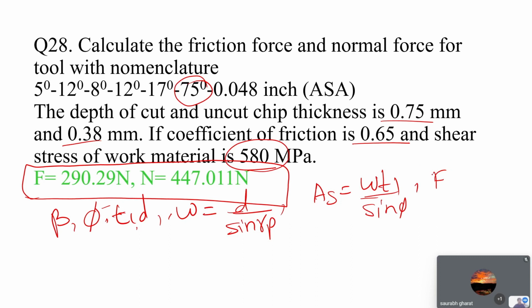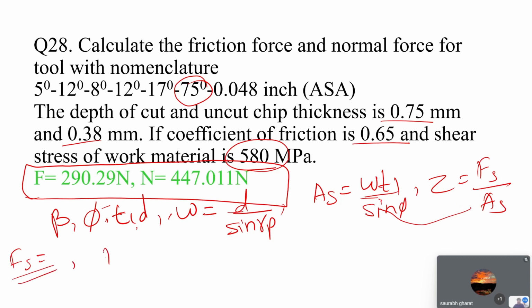From area, we have Ts, so we calculate the force, because we know the shear stress of the material. Once you start cutting, the stress will reach the shear stress of the material. So stress is equal to force by area. Which force is it? Shear force. Tau is equal to Fs by shear area. We have the area and tau, so we calculate Fs.